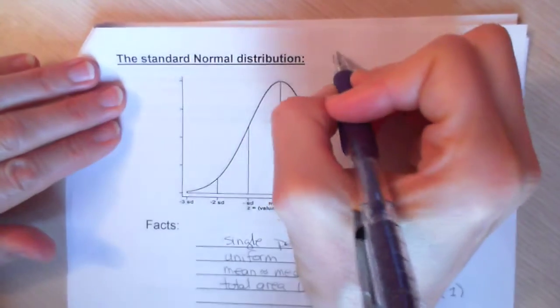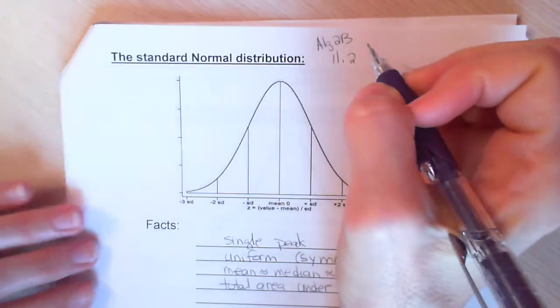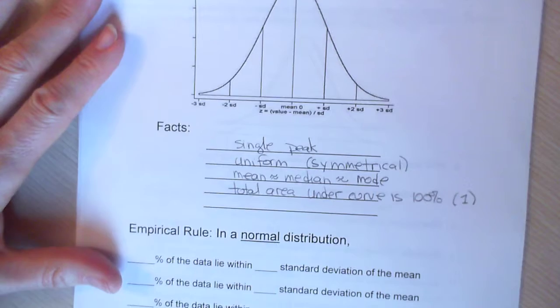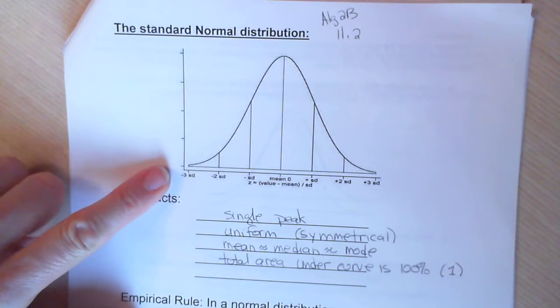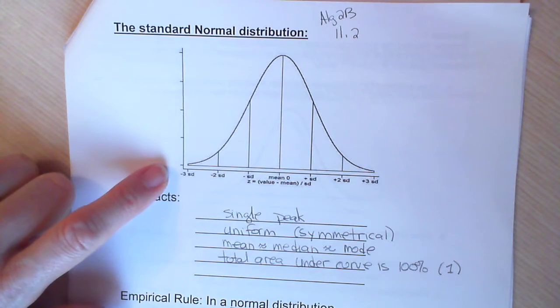Okay, this is 11.2, Algebra 2B, video number 2, where we're going to talk about the normal distribution. So this is a picture of your normal distribution. This is when you plot your data and it ends up being bell-shaped.